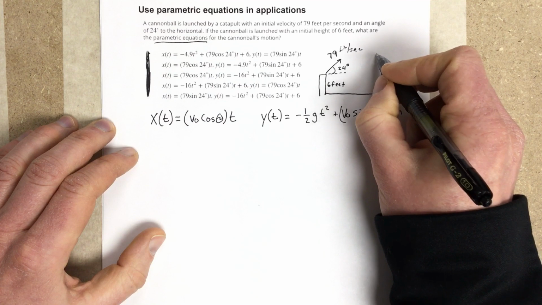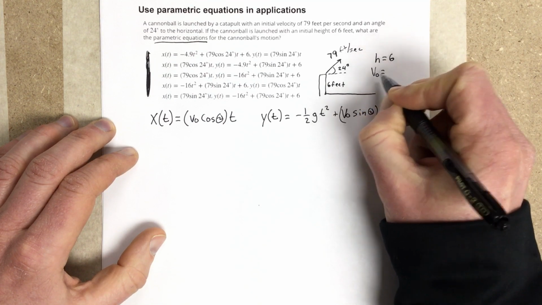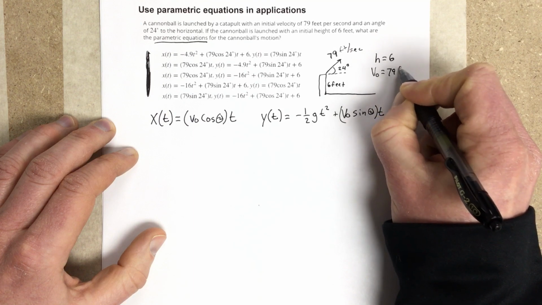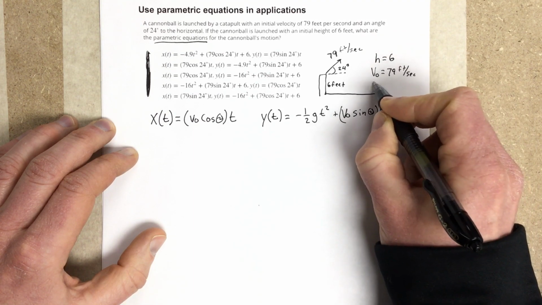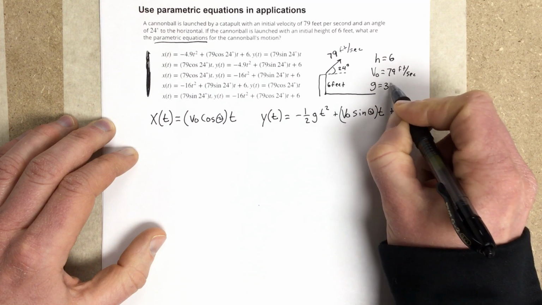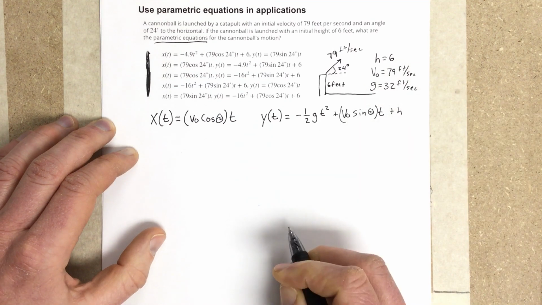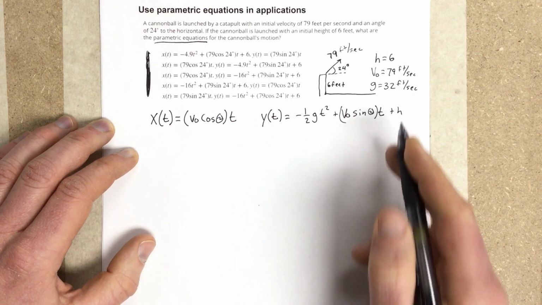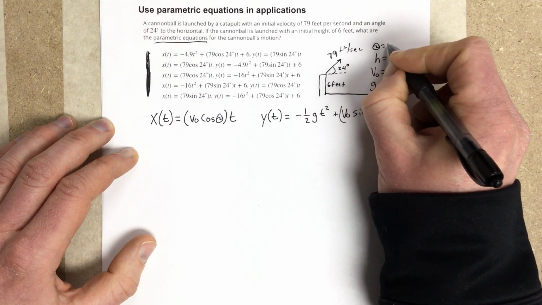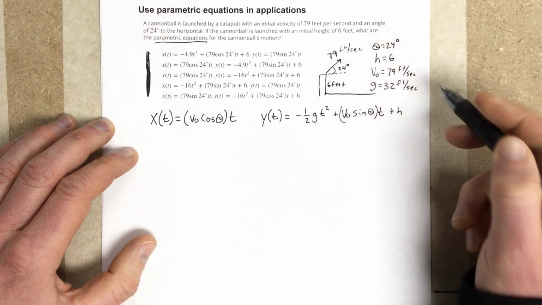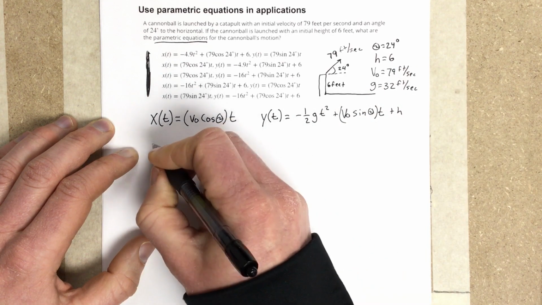So let's write everything down we know. h is your initial height, 6 feet. V0, which is your initial velocity, is 79 feet per second. Because we're talking about feet, we know that gravity is 32 feet per second squared. And theta is equal to 24 degrees. So we can plug all this stuff in.